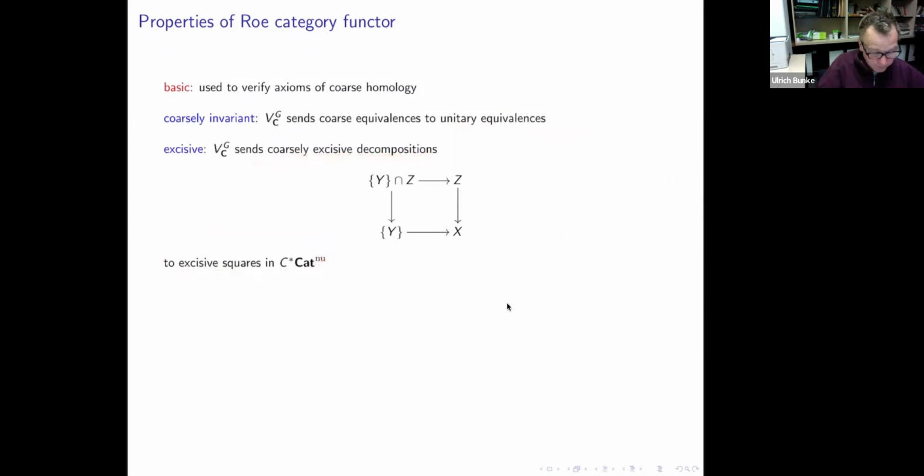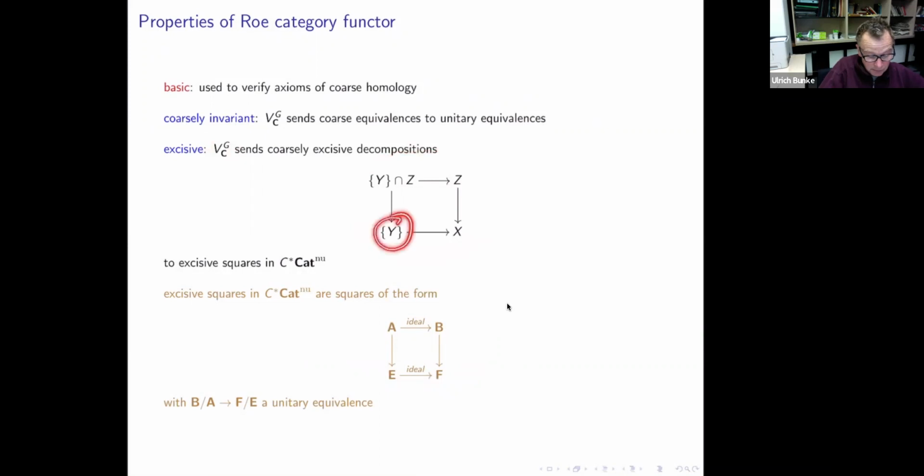It's excisive in the sense that it sends coarsely excisive decompositions to excisive squares in C-star categories. So what is an excisive square in C-star categories? It's a square of C-star categories, where A to B is an ideal inclusion and E to F is also an ideal inclusion, and the map between the quotients should be a unitary equivalence. This is what I call an excisive square. And if I apply this functor V to such a square, it sends this thing to an ideal in this, and you get an excisive square.